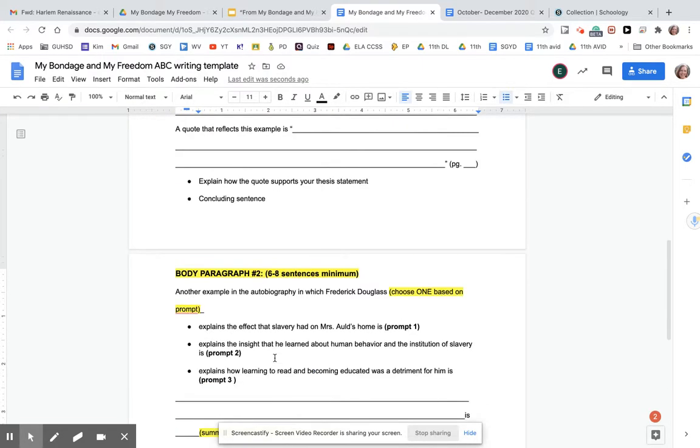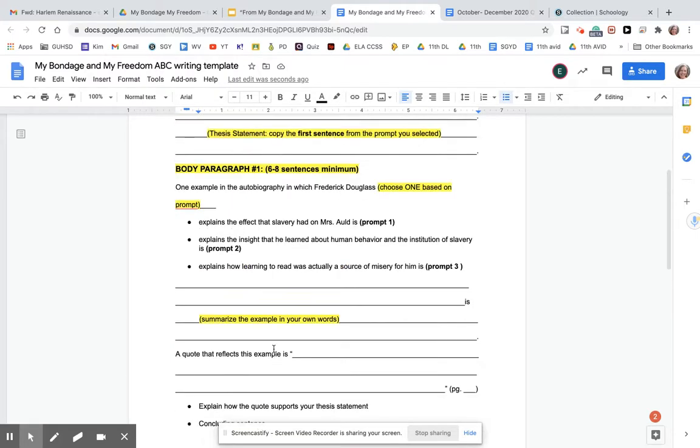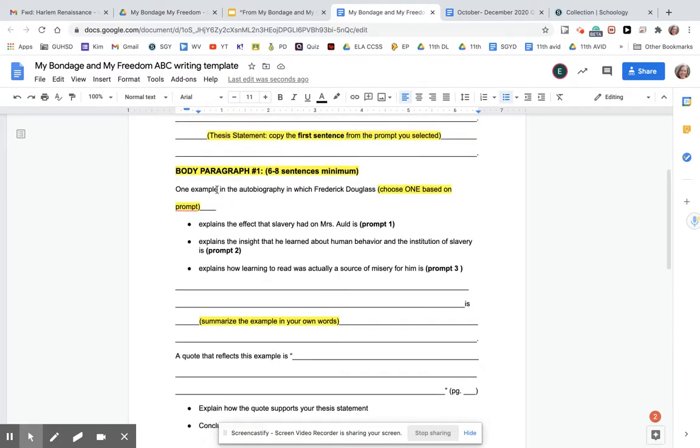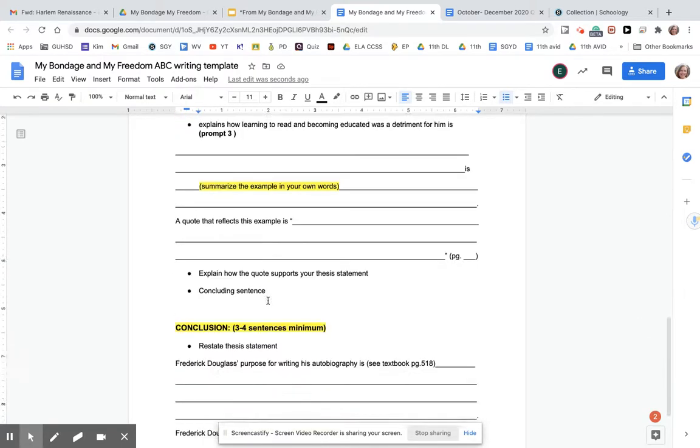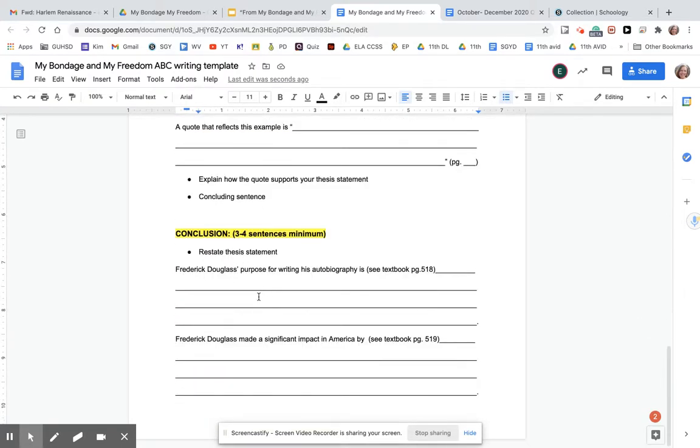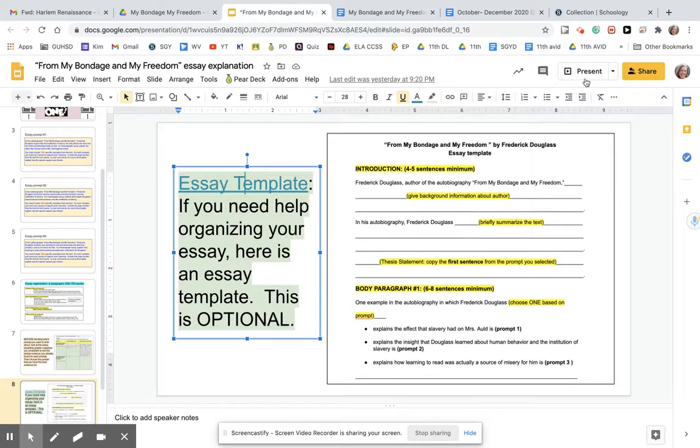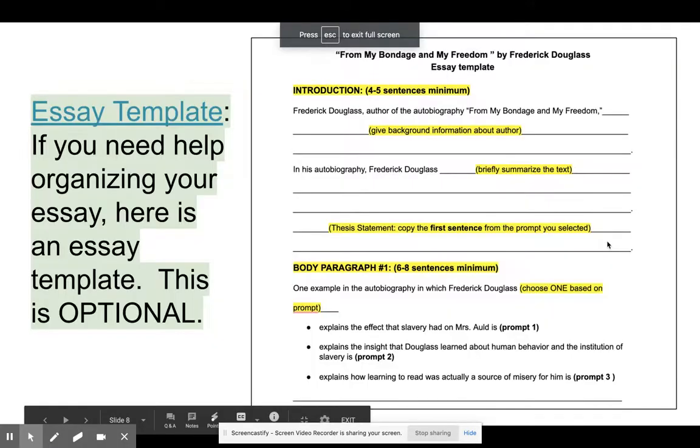Okay, so again, depending on which prompt you choose, your topic sentences for your body paragraphs will change, because you have a choice of which prompt to write about. And then your conclusion, no matter which prompt you choose, it'll all be the same. Restate your thesis statement. Frederick Douglass's purpose for writing his autobiography is, see textbook page 518, and Frederick Douglass made a significant impact in America by, see textbook page 519. Okay, so there's a template if you need it.